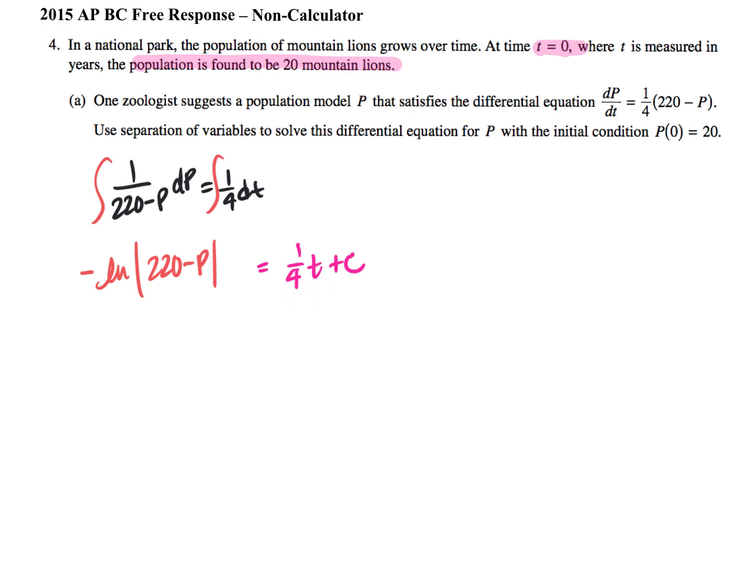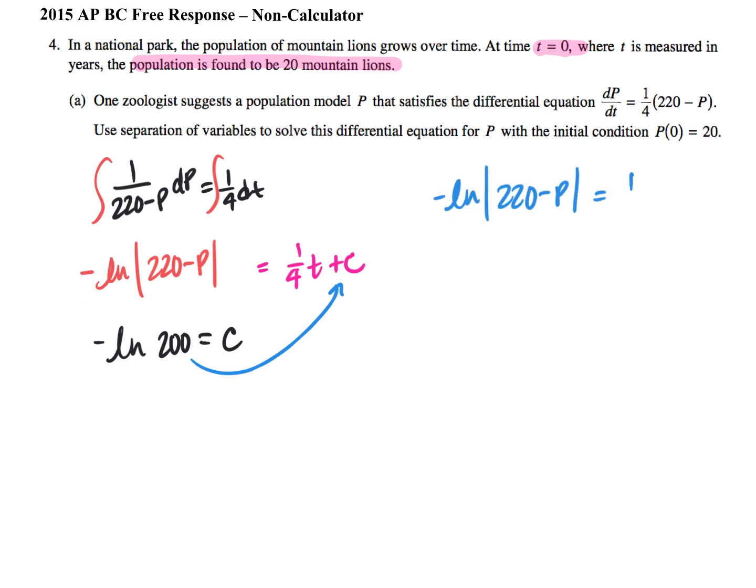Okay, let's plug in a point. Negative ln of, what are we going to say? 220 minus how much? 20 is going to get me how much? ln of 200 equals 1/4 times 0. So I got my constant. We're going to go plug it in. Negative ln of 220 minus p is 1/4 t minus an ln of 200.